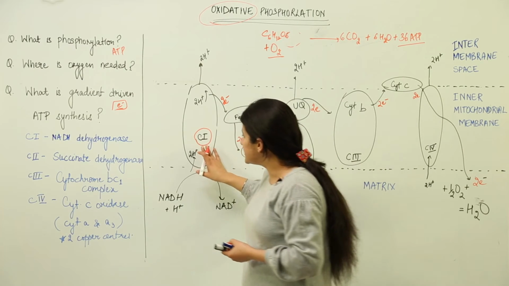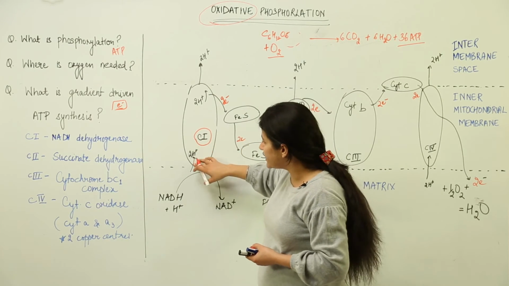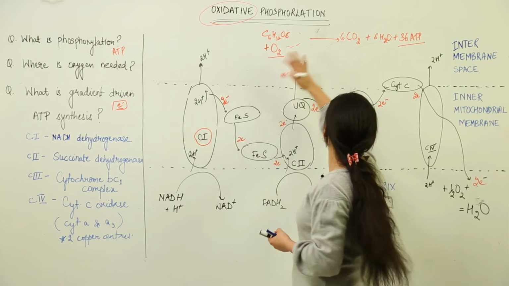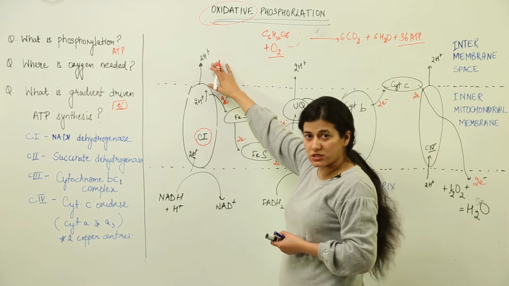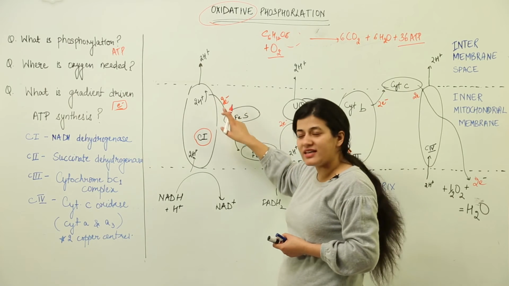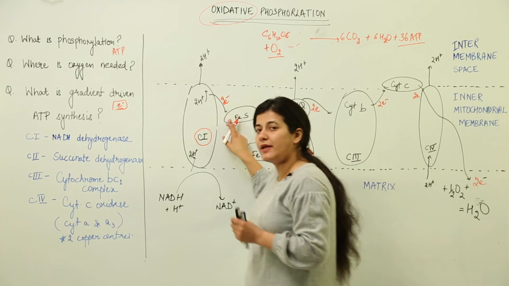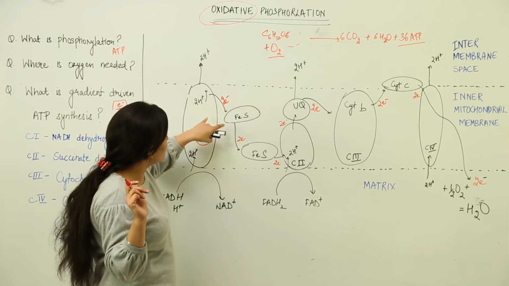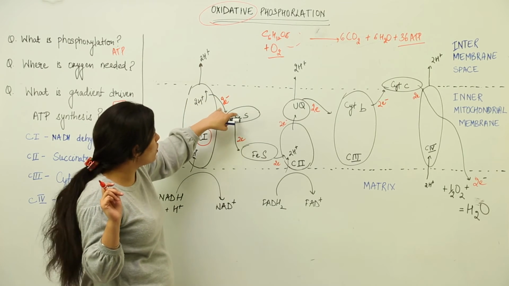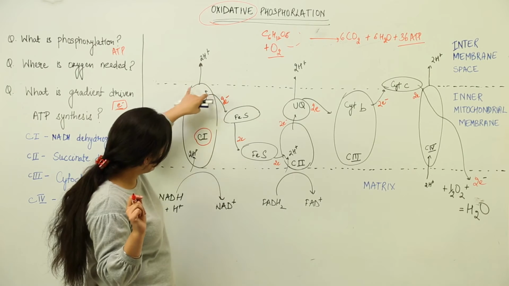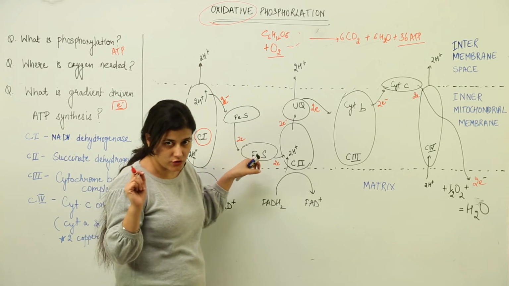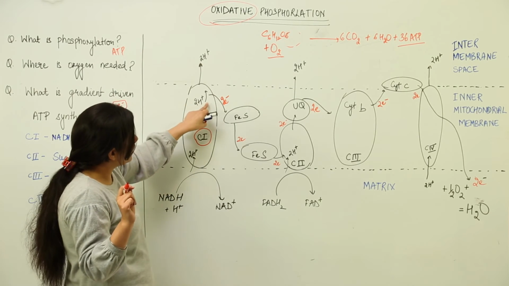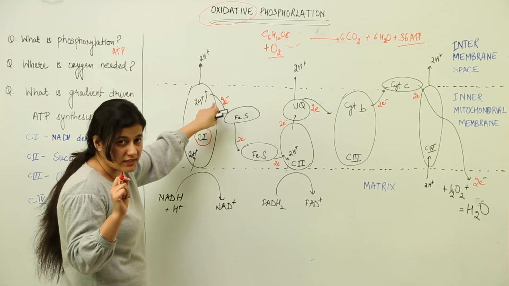Now what happens? This complex number 1, when it takes up the protons, at the same time loses the electron and throws this proton outside, that is towards the intermembrane space. It loses the proton, all right, and it loses one of its electrons as well. When I say loss of electrons, that means this has gone oxidation. It has lost 2 electrons. So this particular complex number 1, that is NADH dehydrogenase, first of all took up hydrogen ions, and then it underwent what? That is oxidation, that is loss of electrons.